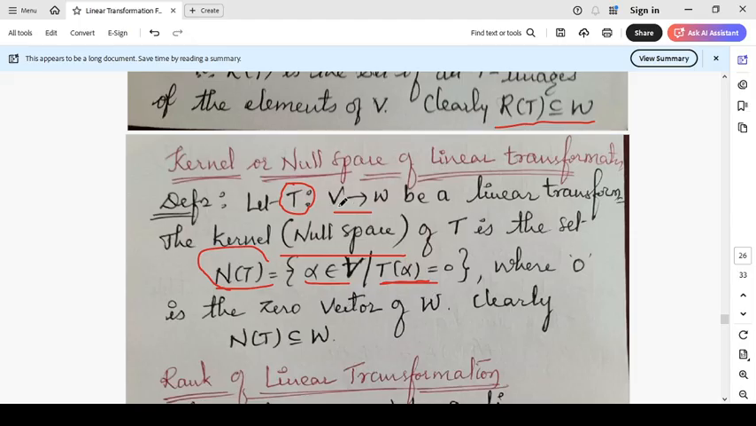It means the T images of elements of V in W are equal to 0, where 0 is the zero vector or zero element of W. So clearly we can say that this N of T set is a subset of V. So this is the definition of null space or kernel.